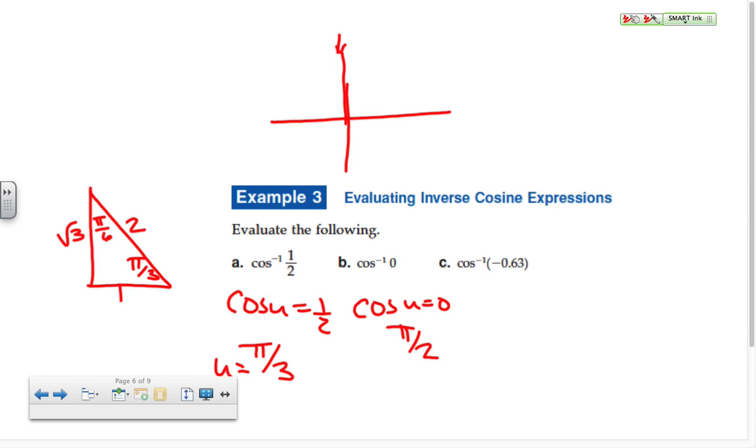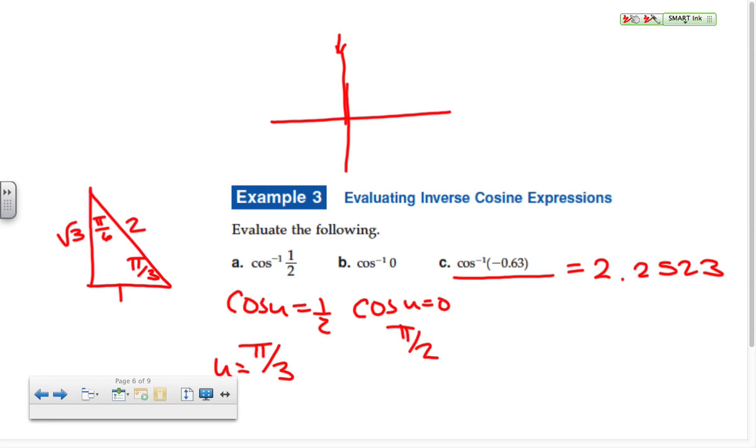Now this one is a calculator problem. Honestly, you have the functions on your calculator. Put in cosine negative 1 of negative 0.63. If you put that in your calculator, make sure it's in radian mode. If you have it in degree mode, it's going to mess up. I did that earlier today when I was trying to look at some examples. So it's 2.2523. Calculator problem. Seriously, just put it in there and you'll get the answers.